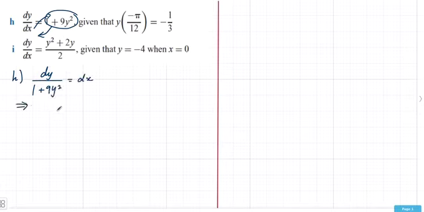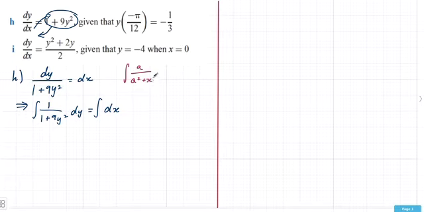Now we've done the separation at this point, so we just rewrite this so it's a little bit easier to integrate. Integral signs on each side. When we integrate this side, you'll recognise this as inverse tan. So you need to know the formula that the integral of a over a squared plus x squared, with respect to x, is inverse tan of x on a, plus a constant.